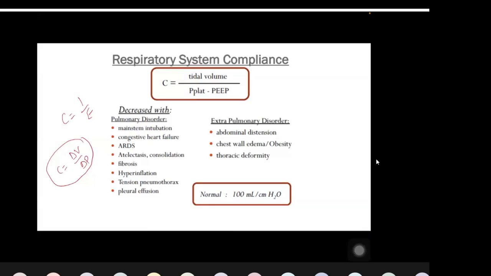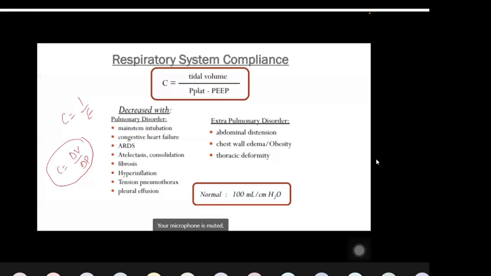Conditions that can cause reduced compliance can be pulmonary or extrapulmonary causes. Main pulmonary causes may be ARDS due to viral pneumonia, as we are finding out, atelectasis, consolidation, and tension pneumothorax is another one. So for a patient who is suddenly deteriorating on the ventilator and we are seeing an increase in peak inspiratory pressure, we press the inspiratory hold and we see that the plateau pressure is much higher, that means there is a chance of tension pneumothorax, which we always have to rule out for that patient. There are also extrapulmonary causes that reduce compliance: abdominal distension, chest wall edema or obesity, thoracic deformity and so on.